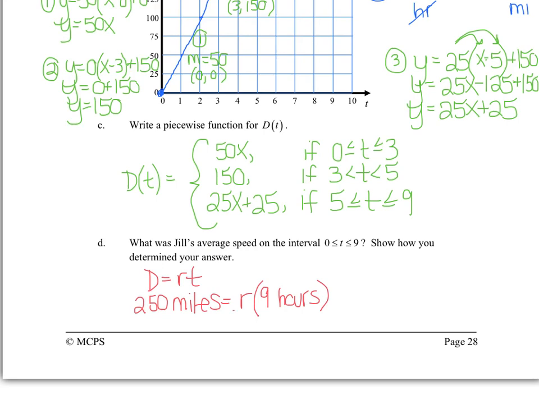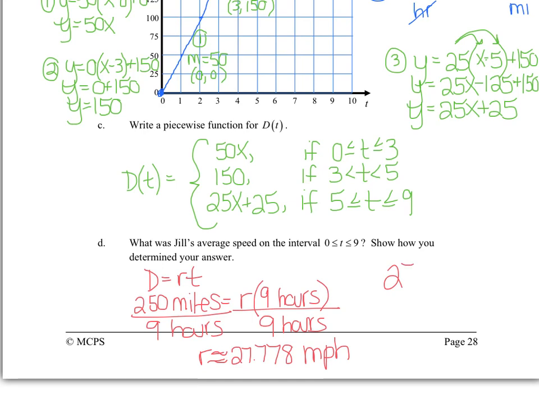If I'm going to solve for a rate, I'm going to divide by 9 hours on both sides. And I'm going to see that my rate is 250 divided by 9, which is approximately 27.778 miles per hour. So her average speed was about, let's say 27.8 miles per hour.